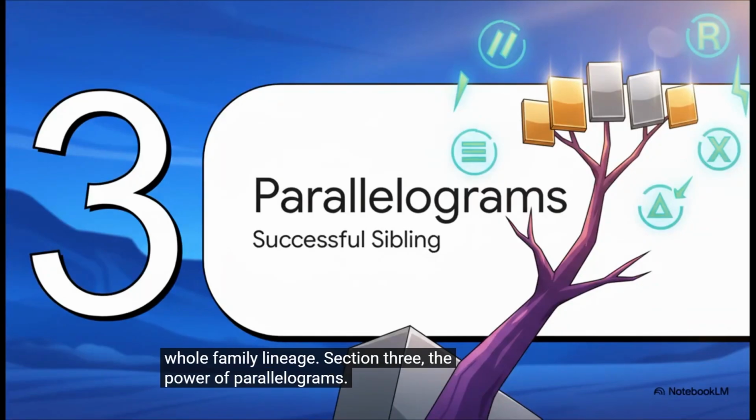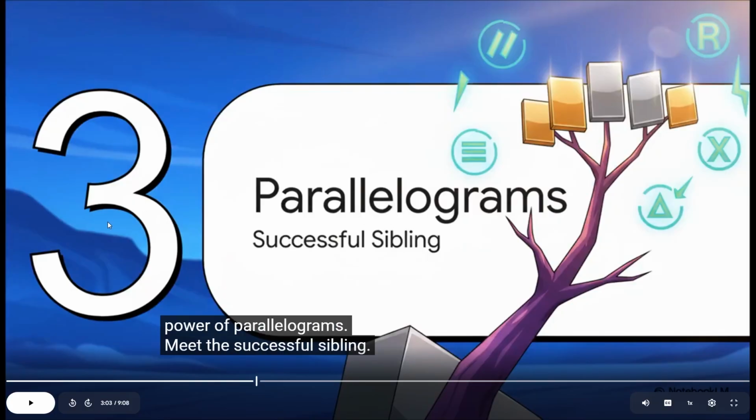Section 3, the power of parallelograms. Meet the successful sibling. Guys, let's take a moment and analyze this. What is this? What does this contribute to anything? This is the tree. Is that a tree made out of parallelograms? This is the menu button? It's the X button on a controller? It's the family tree. Oh!